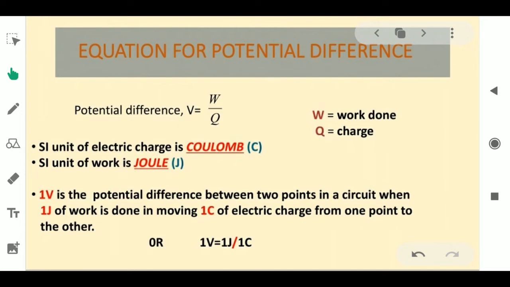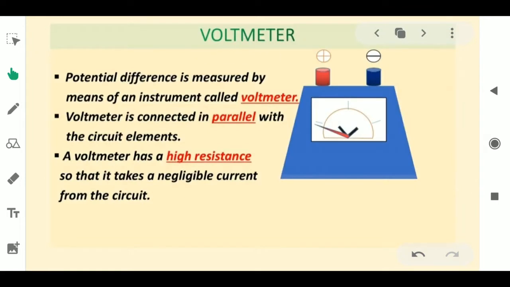The same sentence in another way. Clear? Yes. Next, a very important instrument called the voltmeter. This is a pictorial representation of a voltmeter, and this device has a positive terminal and a negative terminal. A needle is here, and units are also marked on the screen. Yes. Then what is the use of a voltmeter?